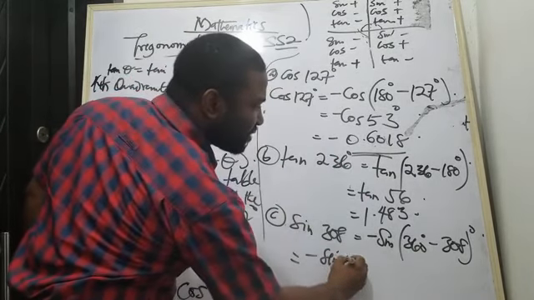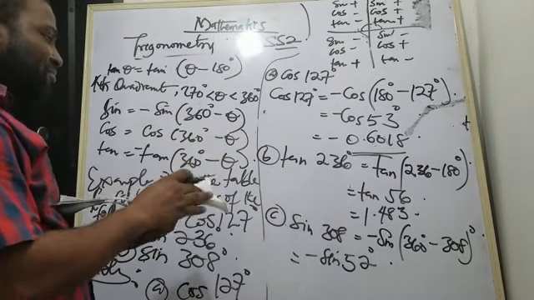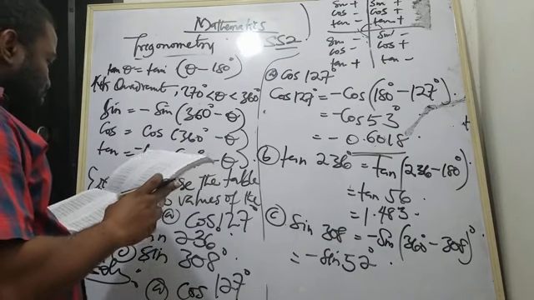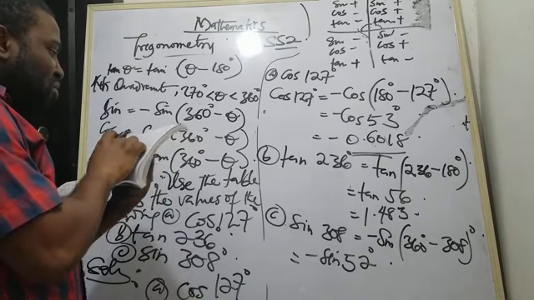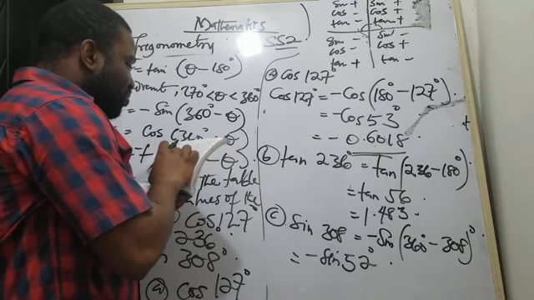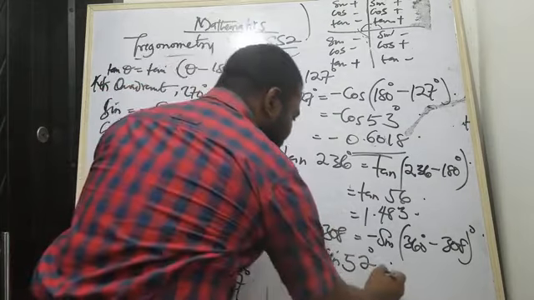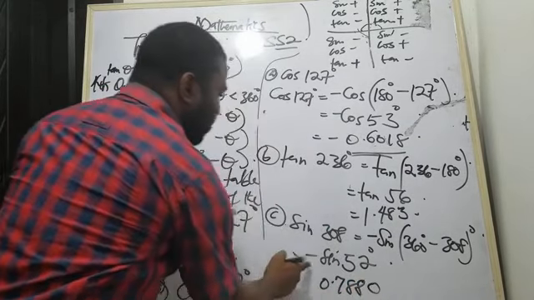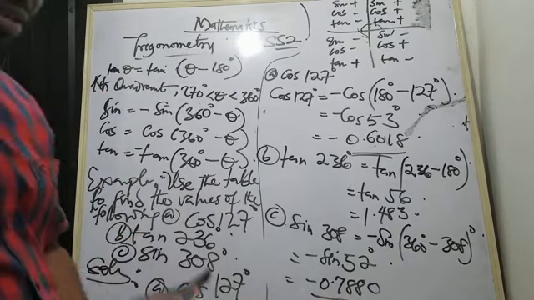You have 52 degrees, okay? Now go to sine of angles and get sine 52. Sine 52, you have 0.7880. Don't forget to put your minus. Hence your final answer.